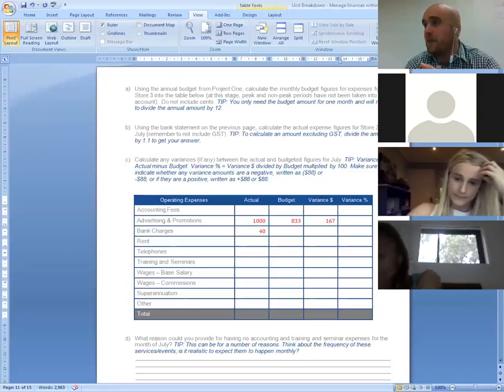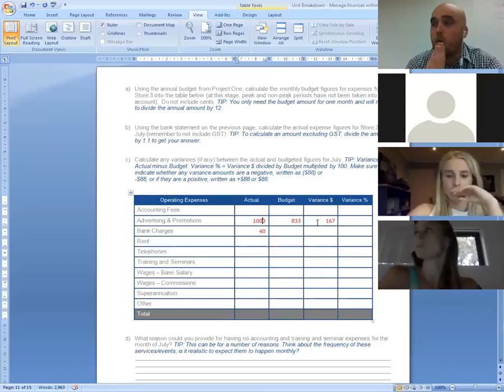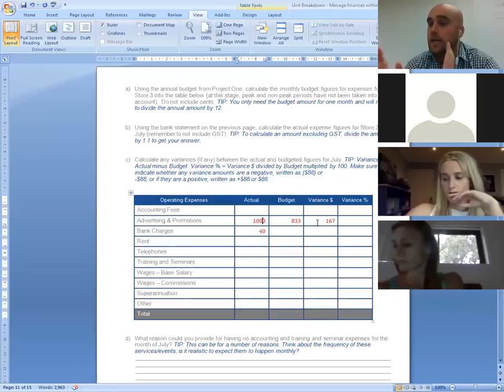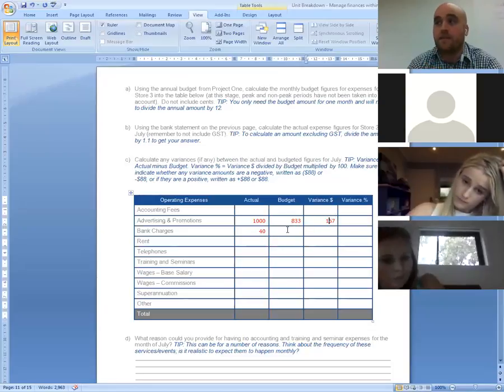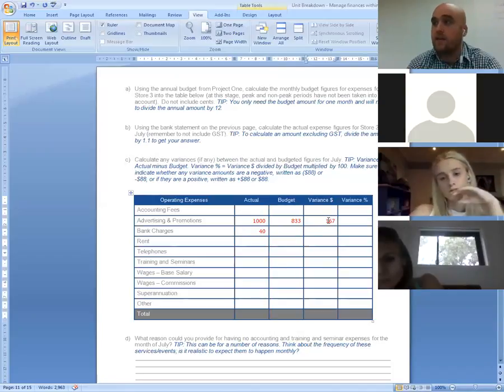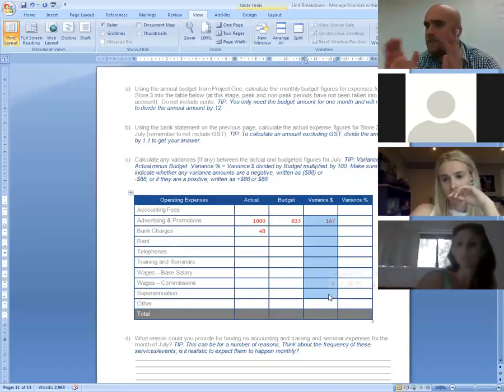Pretty straightforward. Again, work out the variance for each one. What you need to be aware of, though, is that the variance could be negative or it could be positive. So this one here, it's 1,000 minus 833, a $167 variance, that's fine. But the actual may be less than the budget. So some are going to come out positive, some are going to be negative. When you total that up, you need to add together all the positives and subtract all the negatives. It'll make sense when you do it.